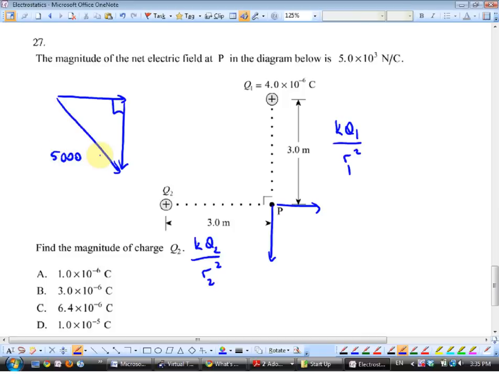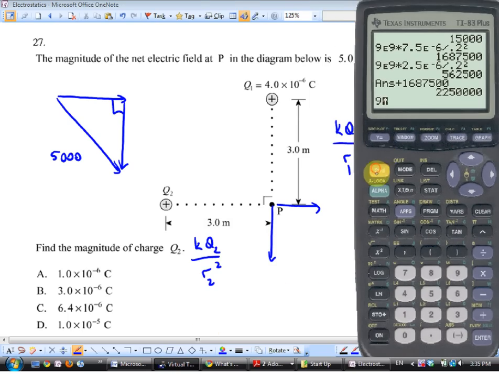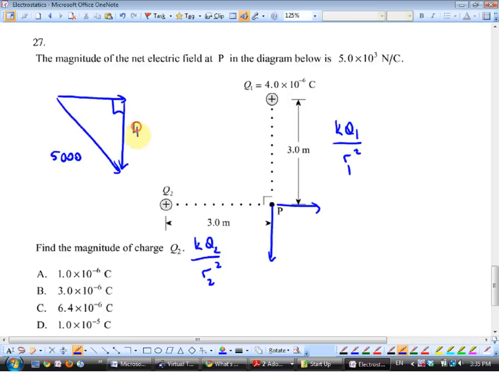5,000. Okay. If I crunch this one here, I'll do it really quickly. It's going to be 9 times 10 to the 9th times 4 times 10 to the negative 6 divided by 3 squared, 4,000. Yeah, as a matter of fact, I think it's going to be the 3-4-5 triangle, which we've run into a few times. I think it's going to be 3,000, okay? So the mystery electric field here is 3,000.